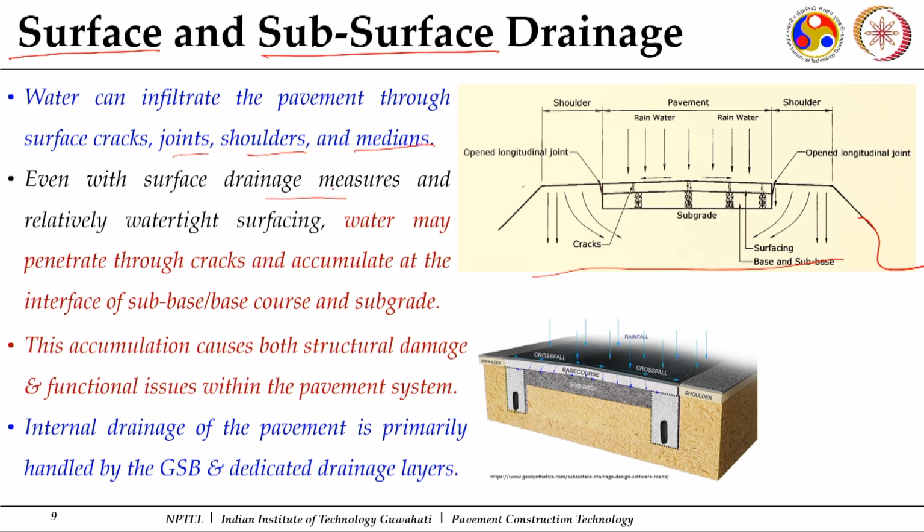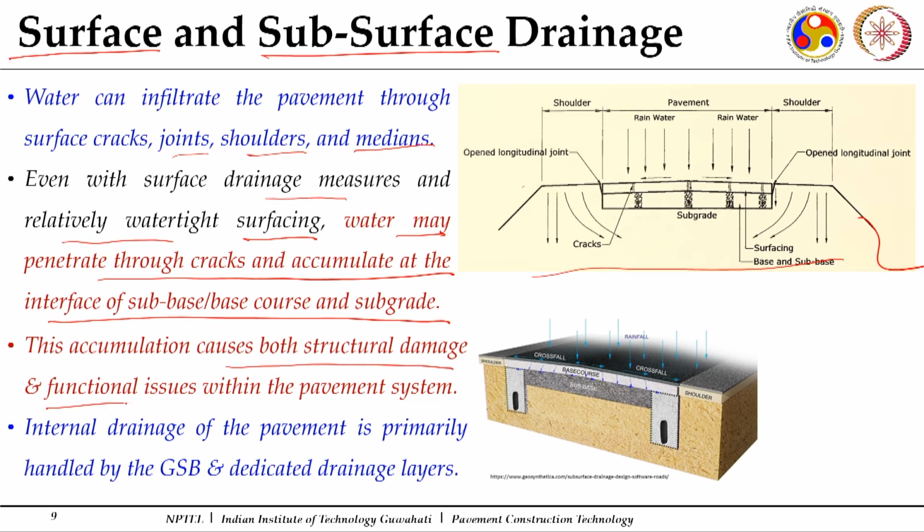Even with surface drainage measures and relatively watertight surfacing, water may penetrate through cracks and accumulate at the interface of the subbase and base courses and subgrade, and it goes down and stands at your granular courses or at your subgrade. This accumulation causes both structural damage and functional issues with these courses, because when it moves down, it carries the fines with itself. So again, there are chances that the gradation changes. When it moves down, it strips the binder from the bound courses, so it damages the structural integrity of your bound courses also.